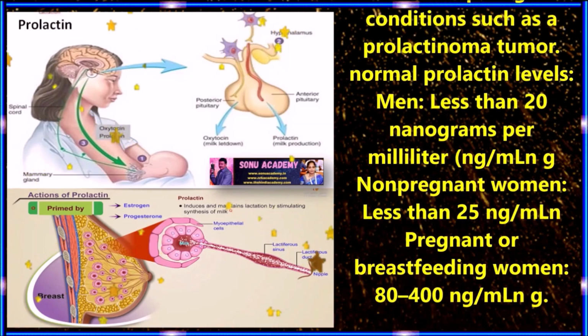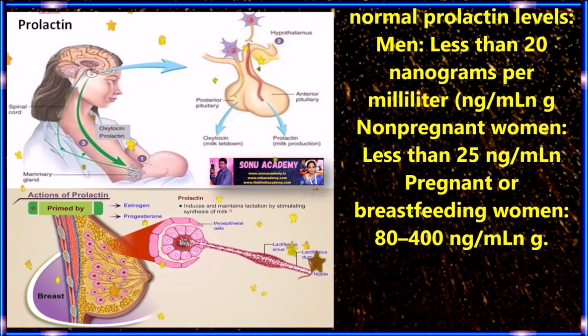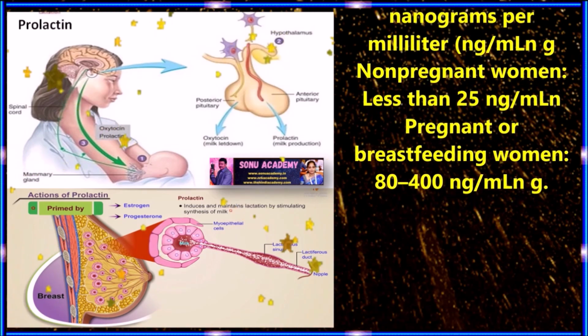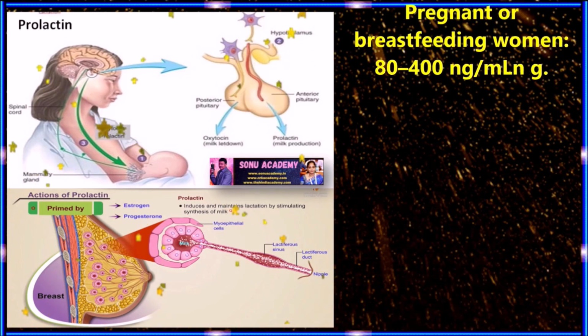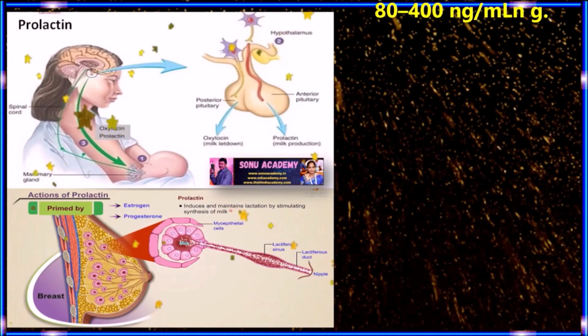The prolactin levels in men are less than 20 per milliliter, and in non-pregnant women the prolactin levels are less than 20, and during pregnancy or breastfeeding it is about 80 to 400 per milliliter.